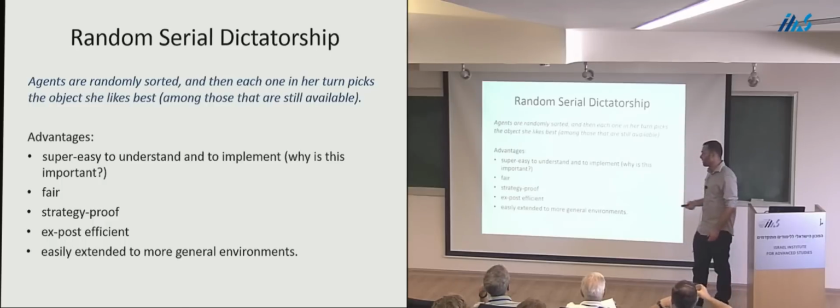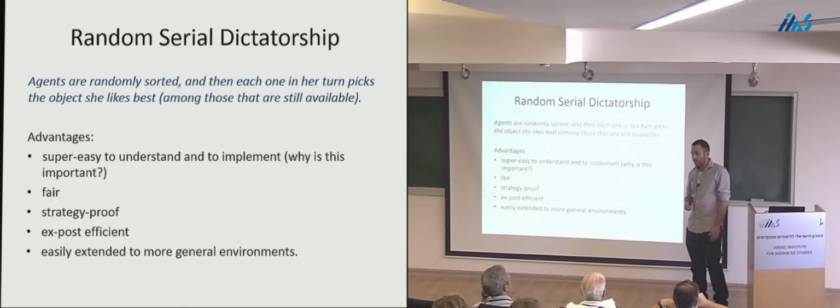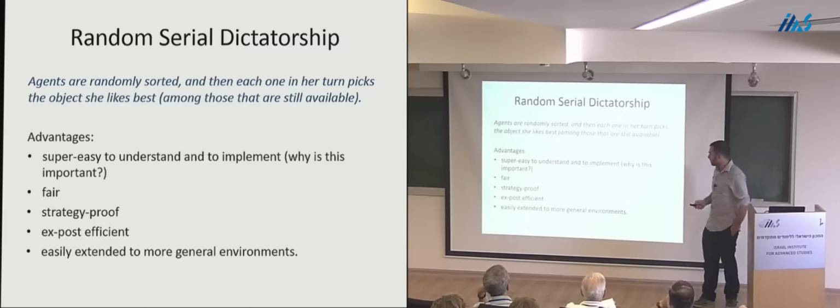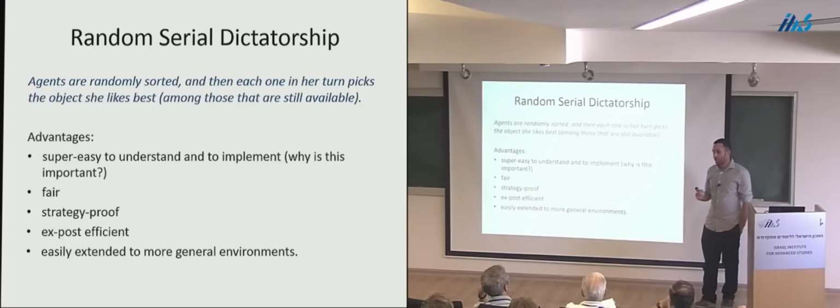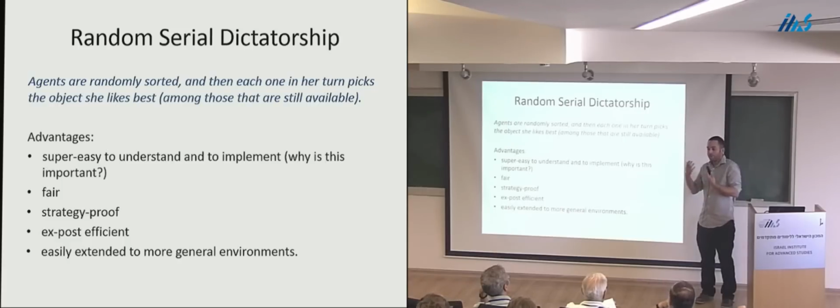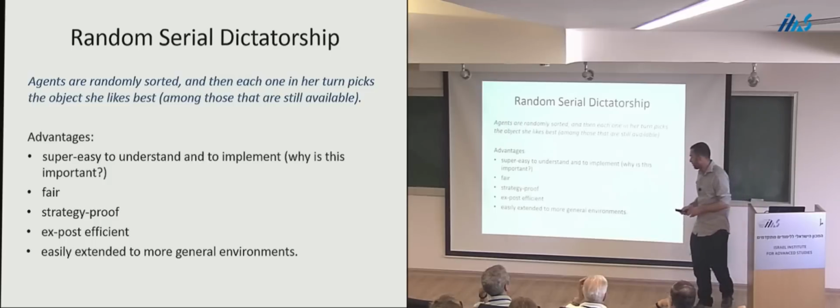It's also easy to implement. You can give any programmer the assignment to write it, and he's not going to have any problem with writing it. It's fair because everybody gets the same chance of getting the first object and so on. It's strategy proof because, when I'm being called to select an object, I want my true preferences to be in the system, because if I have other preferences, the system might select an object that I don't like best among those that remain. So it's very easy to say that it's strategy proof.